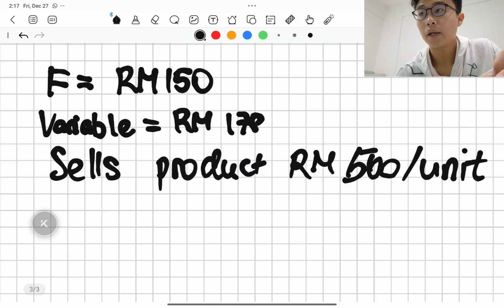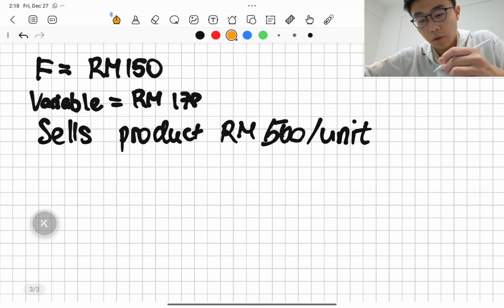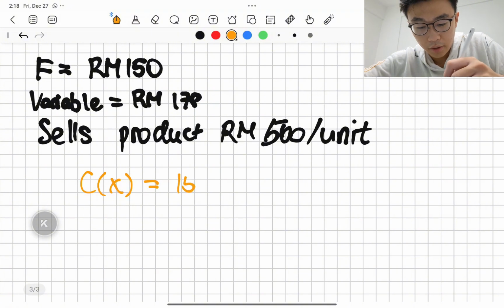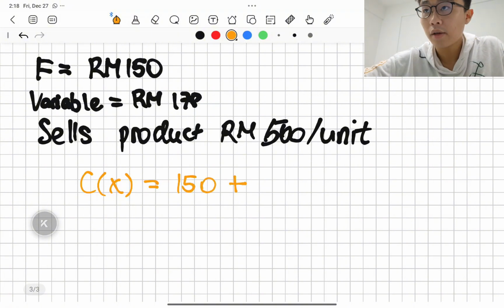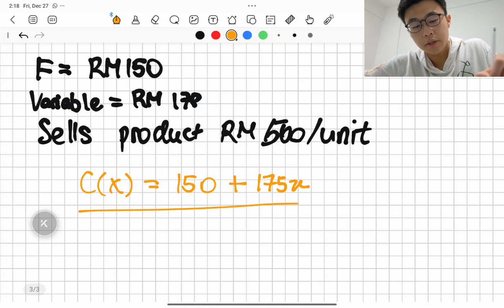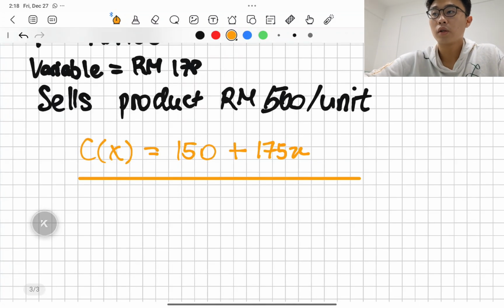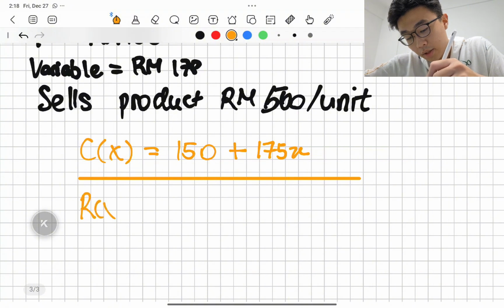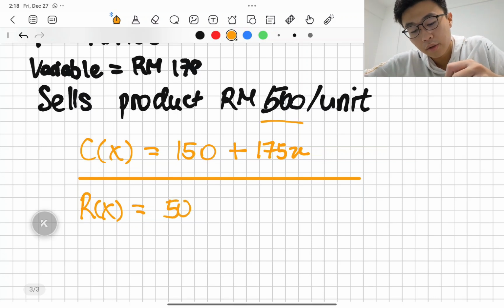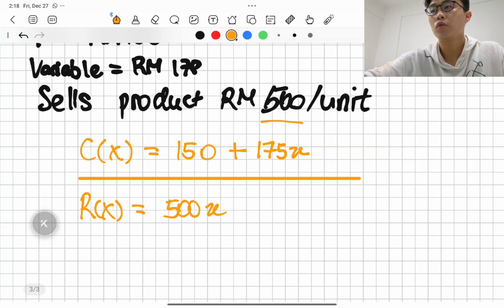Now, if we are told to find the cost function, C(x) is equal to the fixed cost, which is 150, plus the variable cost, which is 175. But because we don't know how many products are sold, we write it 175x. This is the cost function. Now if we are told to find the revenue function, R(x), it is P multiplied by x. And the P in here is 500 ringgit. So 500x. That is the revenue function.